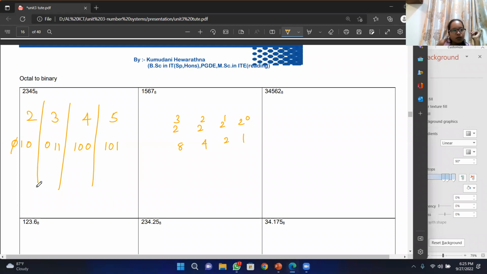So the first 0 you can omit. So the final answer you can take 1 0 0 1 1 1 0 0 1 0 1. Although you put the first 0 or not, that's okay. No need to put it.